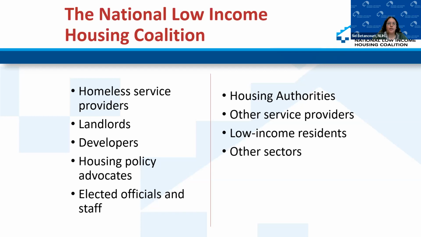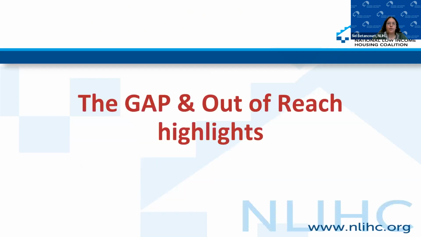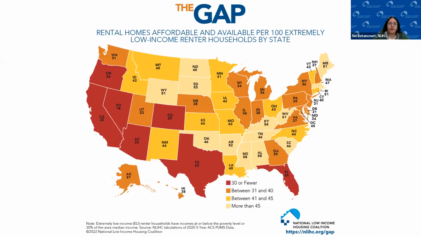So to begin, I'm going to go ahead and go over some of the highlights from our two main research reports that really just kind of drive our work and show why it's so important to focus on the lowest income households. So those reports are known as the GAP and Out of Reach. The first graph, and we're actually about to release an updated version of the GAP, but I can't share that information out publicly yet. So you're just gonna have to deal with the 2022 information.